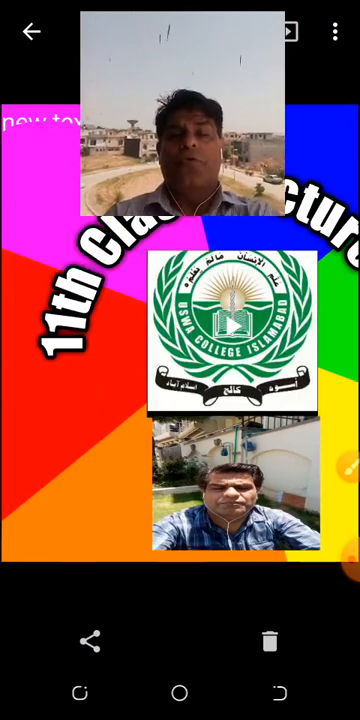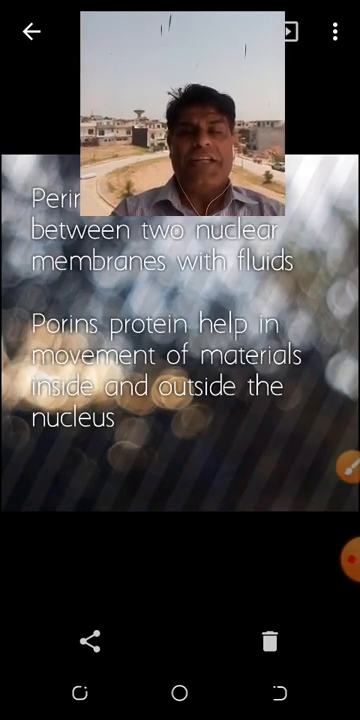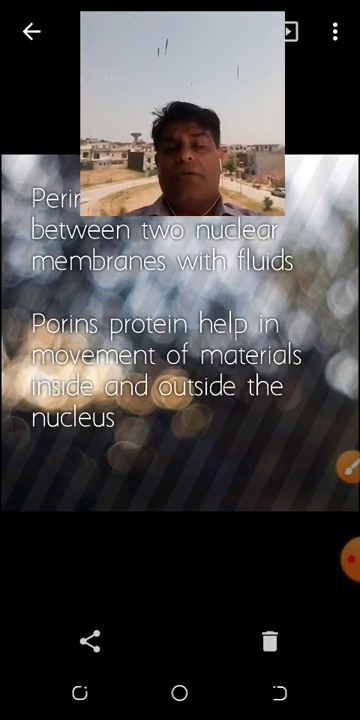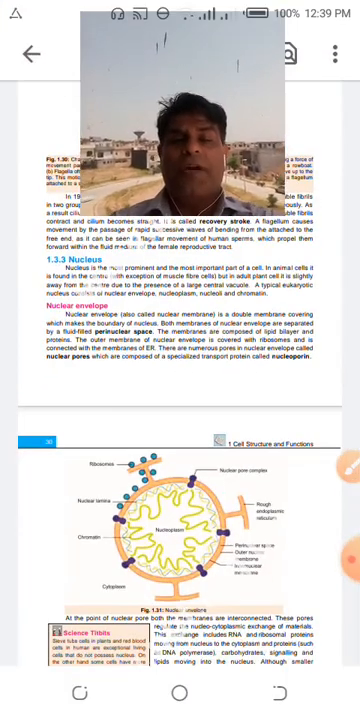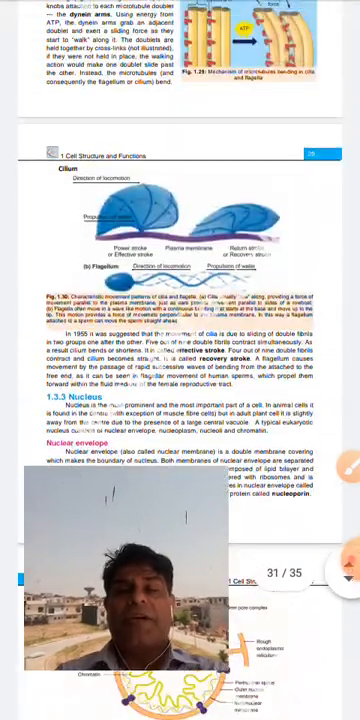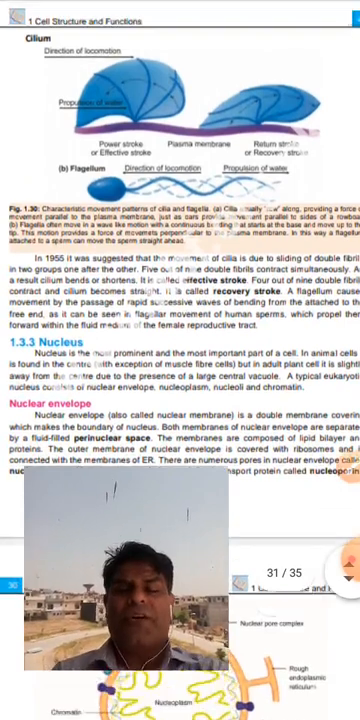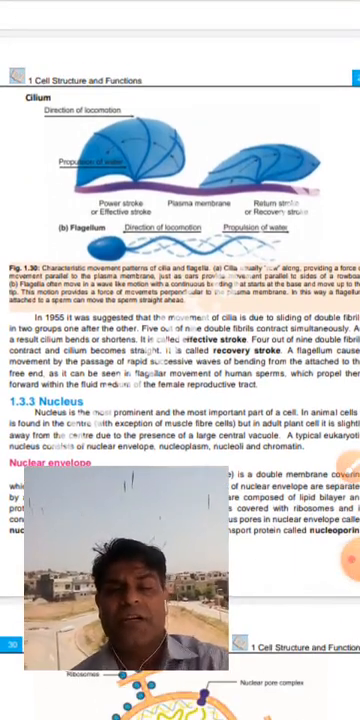We move to some slides, but I think this is a perinuclear space. I will not discuss this earlier. I will go to the topic, and the topic is the movement of the paramecium and cilia, how one cilium moves. First of all, you have to keep in mind that I am not talking about all cilia together.